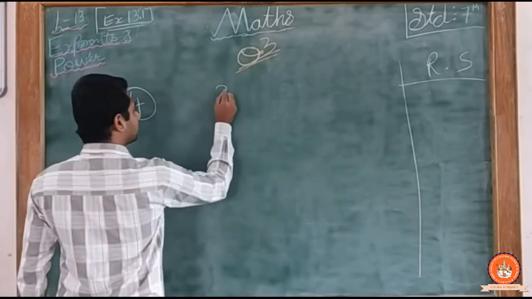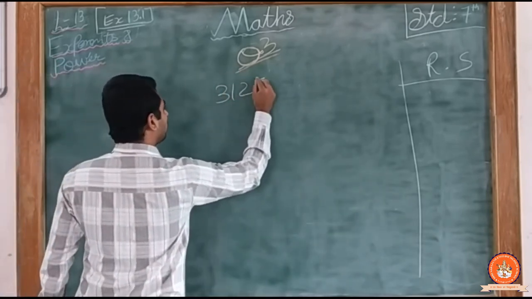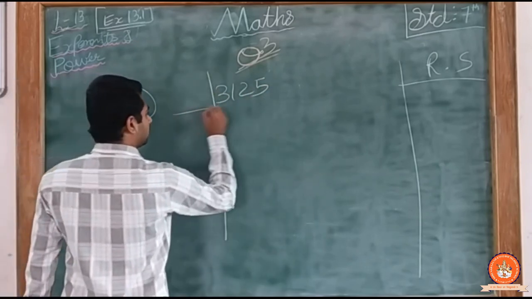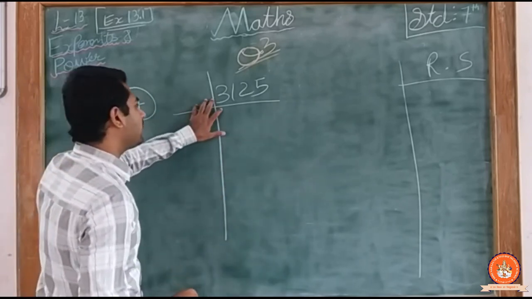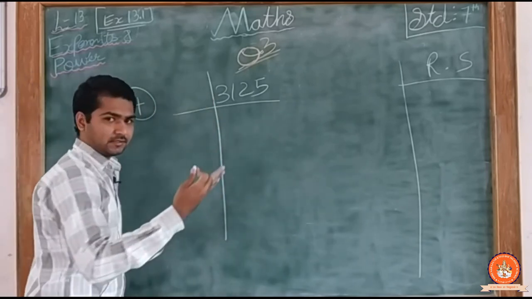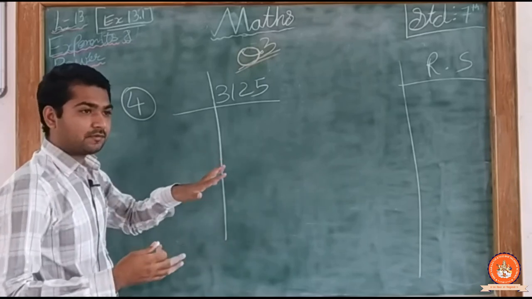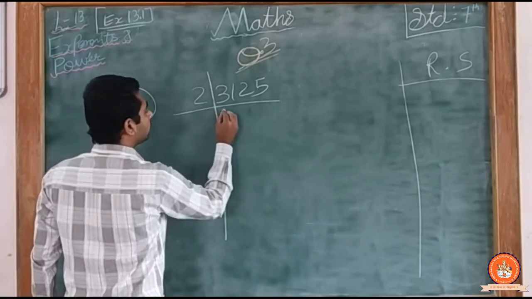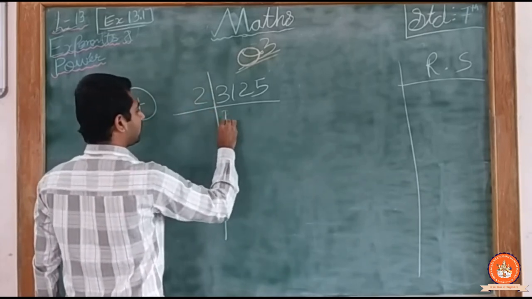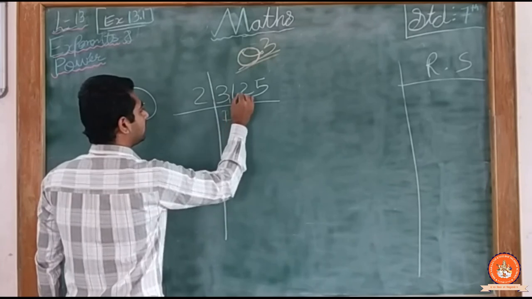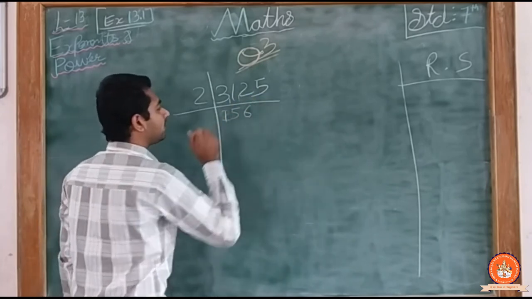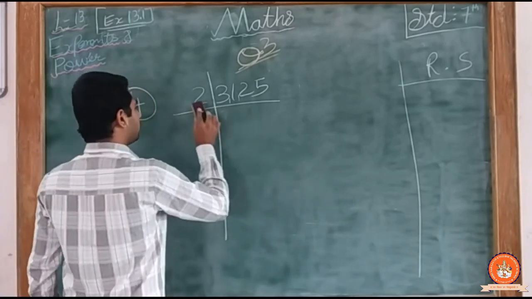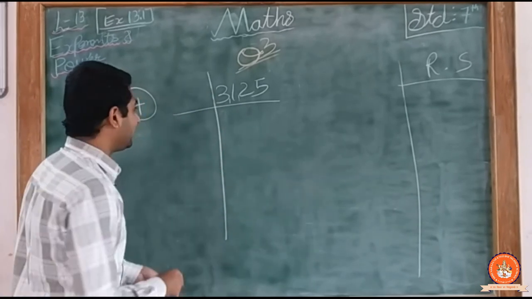So the question is 3 1 2 5. Okay, now we have to take the LCM. If you divide by 2, what happens? Let's see. We are trying, okay, which number will we start dividing from? 2 2s are, 2 1s are 2, okay, and 1 2 5s are 10, 1 2 6s are 12. Now 5 remains, so it is not possible to divide by 2.